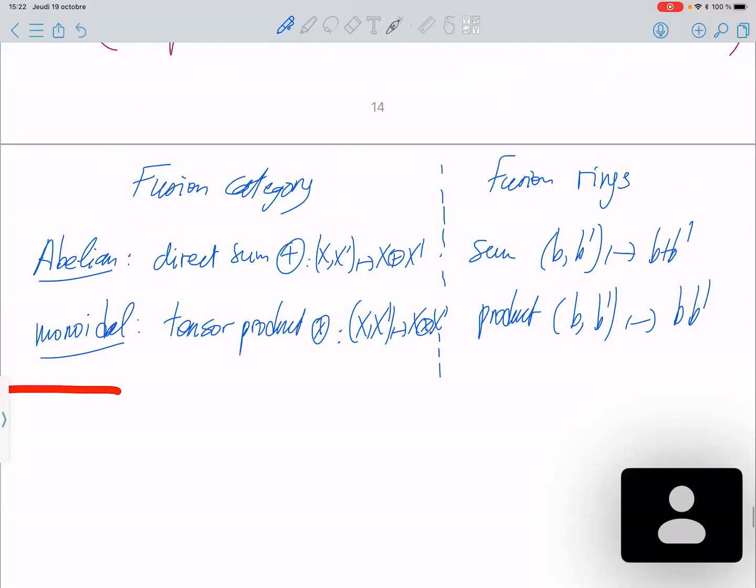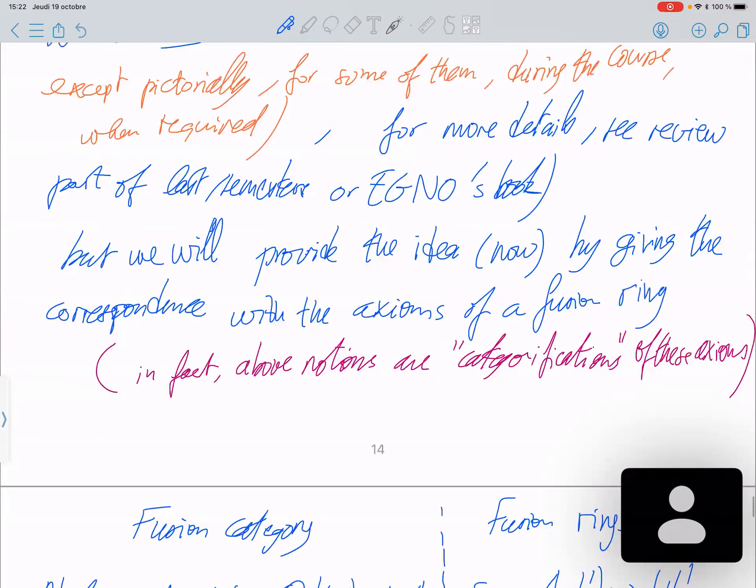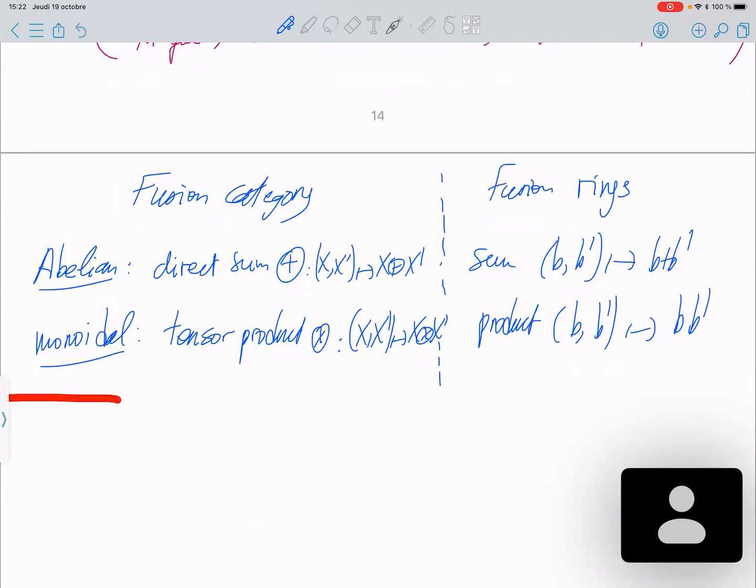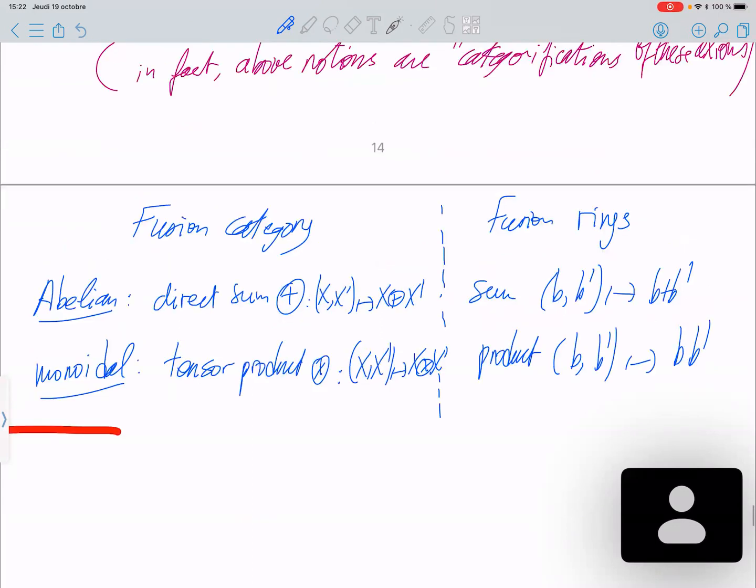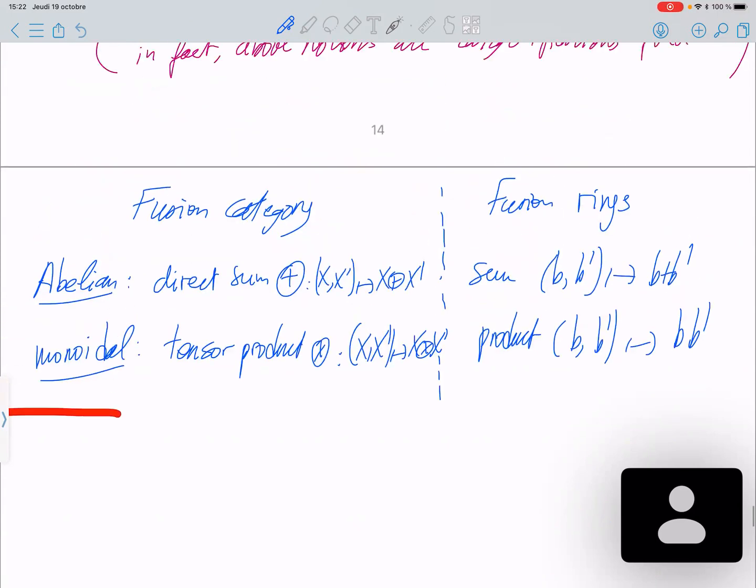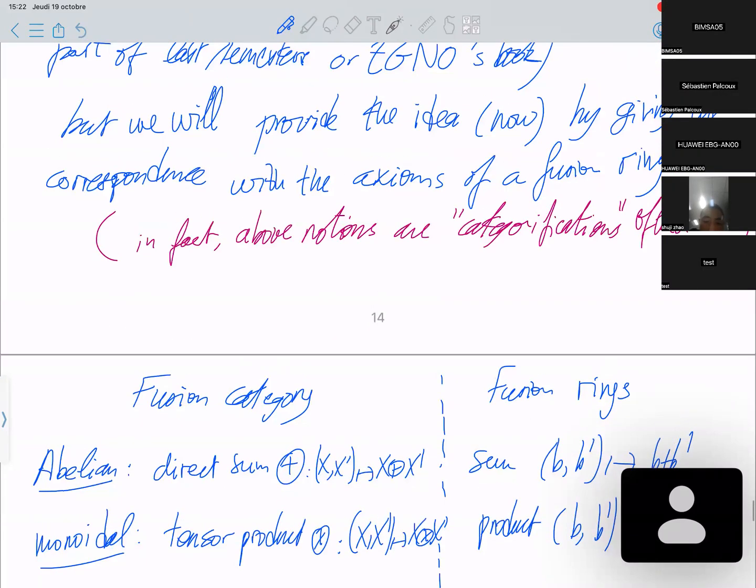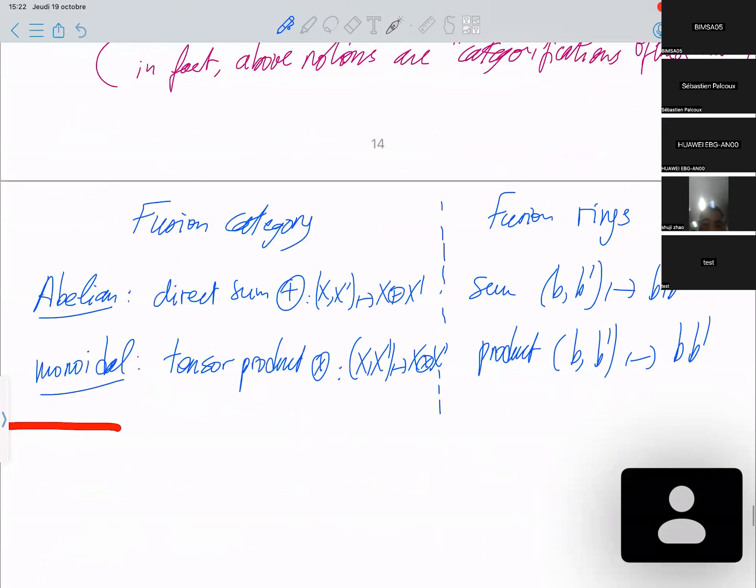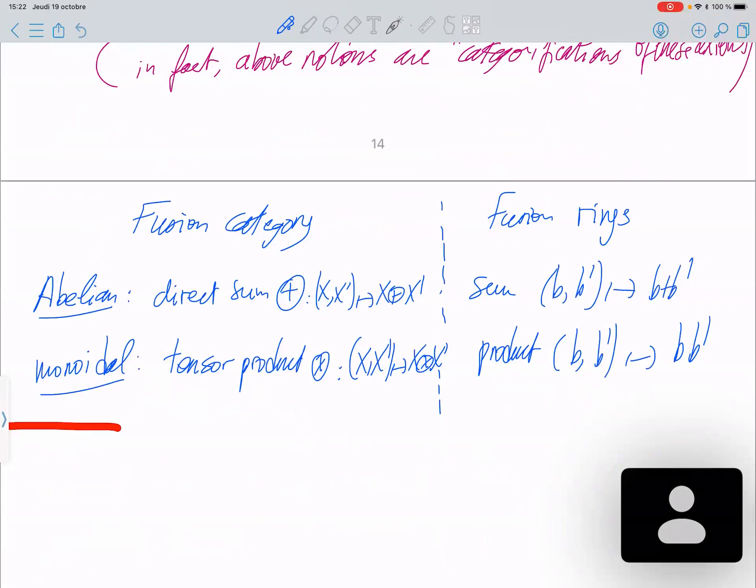Okay, so today we will continue to provide the dictionary between fusion category and fusion ring, and then we will start. This will finish the introduction part, and we will start to talk about things with more details.